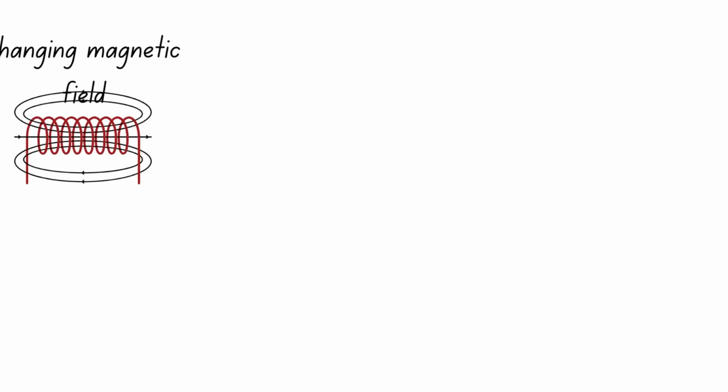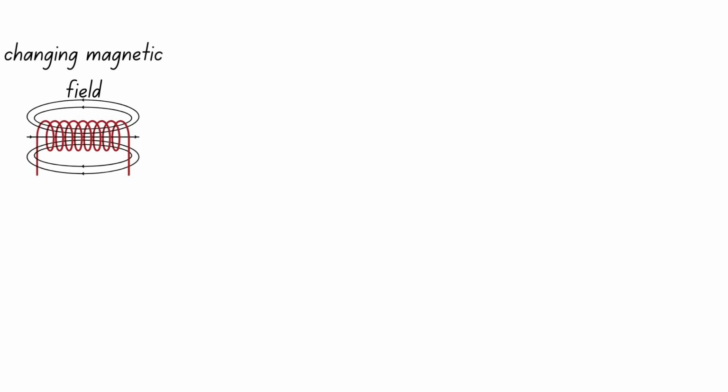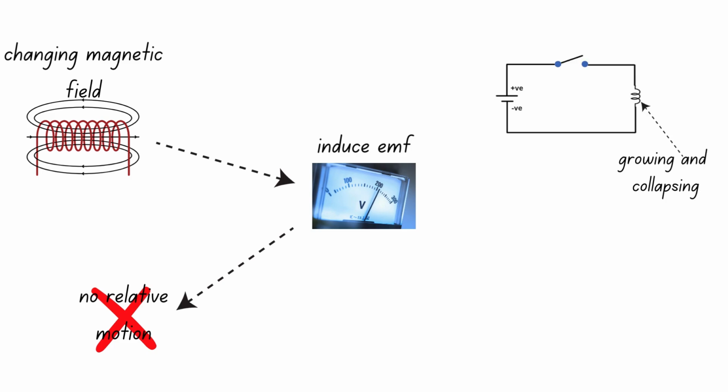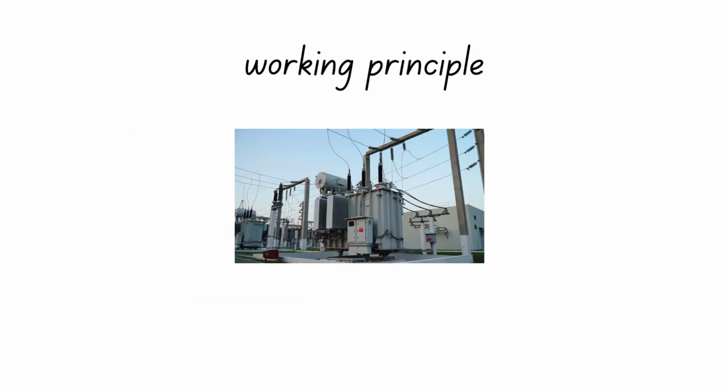You can also use a changing magnetic field to induce an EMF without any relative motion between your components. For instance, by switching on and off this switch, you generate a growing and collapsing magnetic field during the rise and fall of the current. In this case, you can think of the changing magnetic field as being equivalent to moving a bar magnet in and out of the coil. This is the working principle of a transformer.